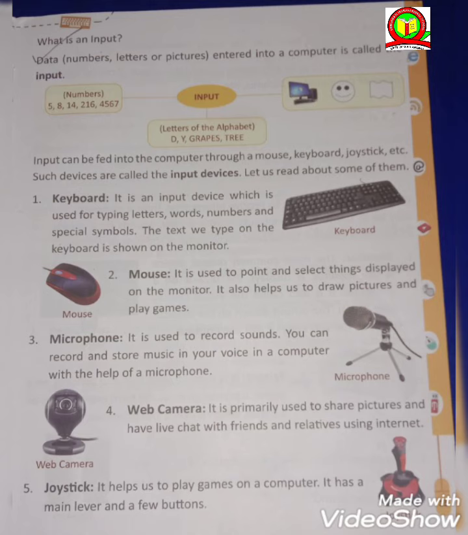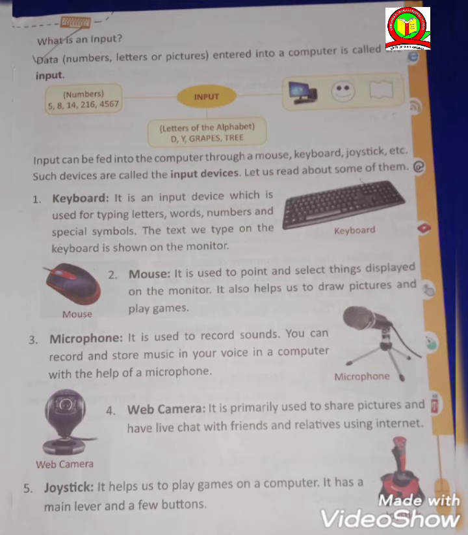Now in this chapter we are going to discuss what is the meaning of input and what is the meaning of output devices. Input means taking in and output means giving out. For example, water is the input and the plant is the output. Okay, so first part is input devices.